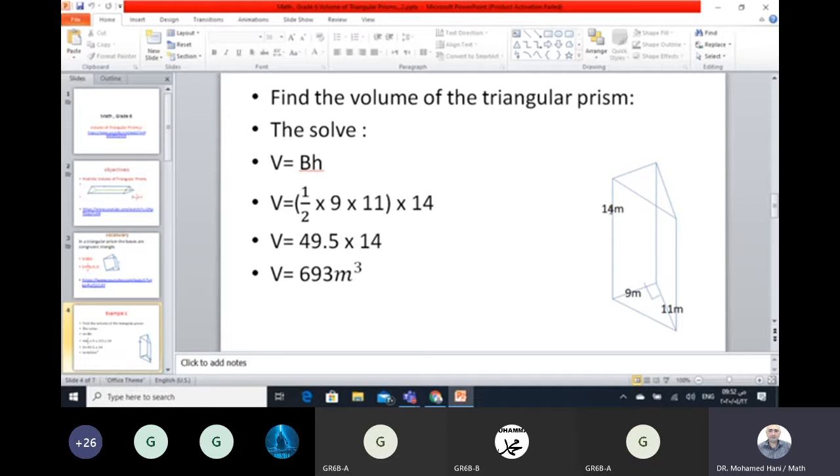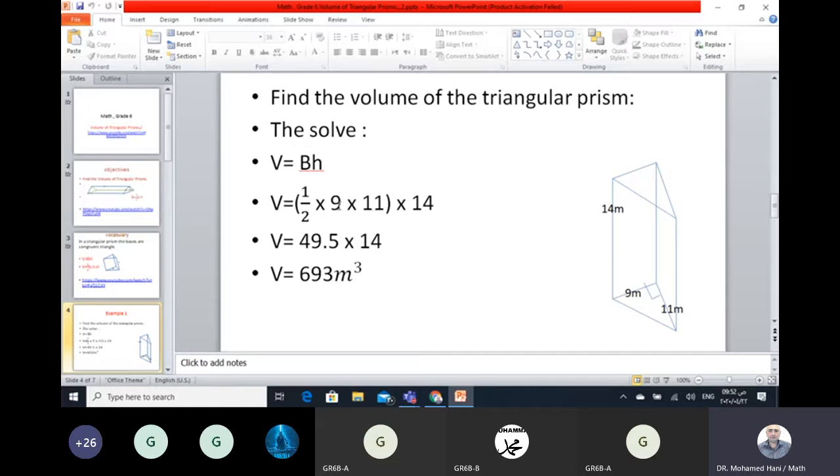So how to solve the volume? V equals big B times H. And as you know, B means the area of the triangle. The rule of the area of the triangle is 1 over 2 multiplied by the base of the triangle multiplied by the height of the triangle. The base of the triangle will be 9, so I can put here 9. And the height of the triangle will be 11, so I can put here 11. Multiply by the height of the prism. The height of the prism here will be 14.